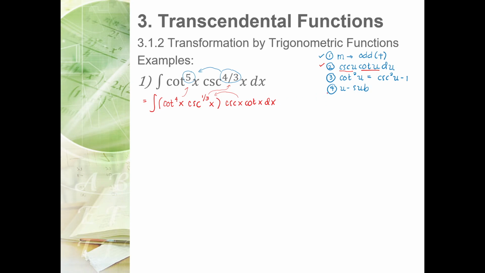Next, we replace your cotangent squared u with cosecant squared u minus 1, replacing cotangent squared with its identity. Notice that your cotangent function is to the power of 4, meaning we need to apply step number 3 twice. So, bracket, then we have cosecant squared u.